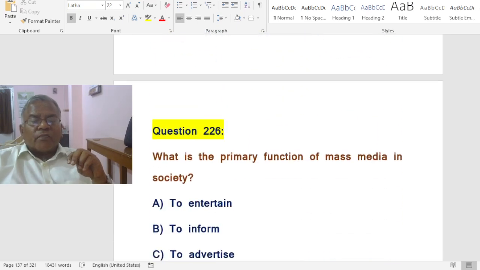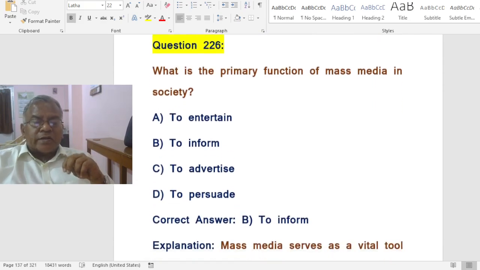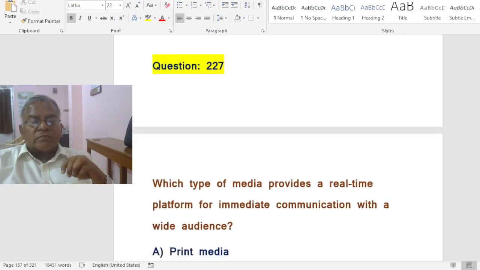Next one. What is the primary function of mass media in society? That is to inform. Mass media serves as a vital tool for disseminating information, which includes news, educational content, and other factual information.